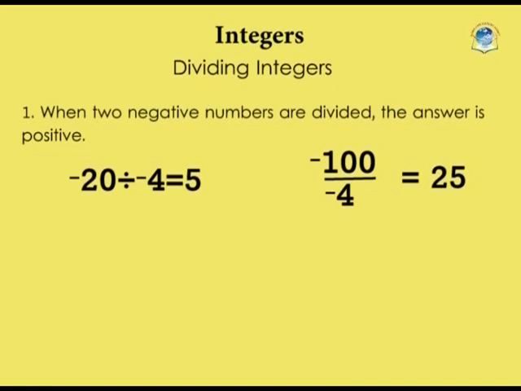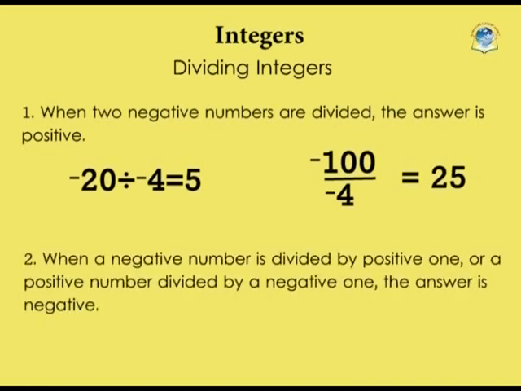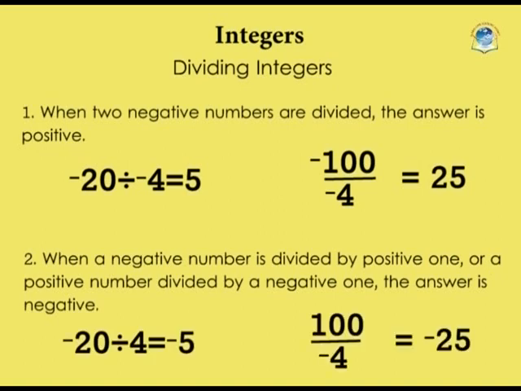Secondly, if a negative number is divided by a positive one, or a positive number divided by a negative one, the answer is a negative. So minus 20 divided by 4 is minus 5. 100 divided by minus 4 is equal to minus 25.